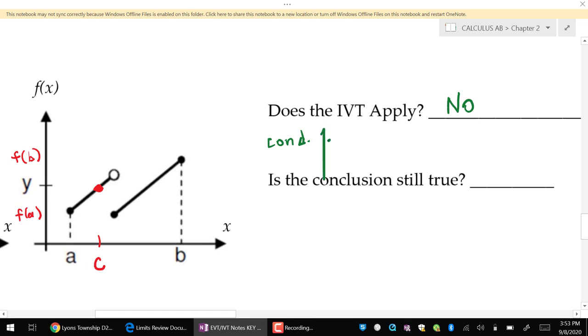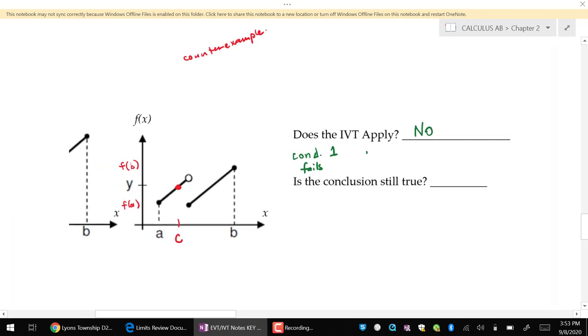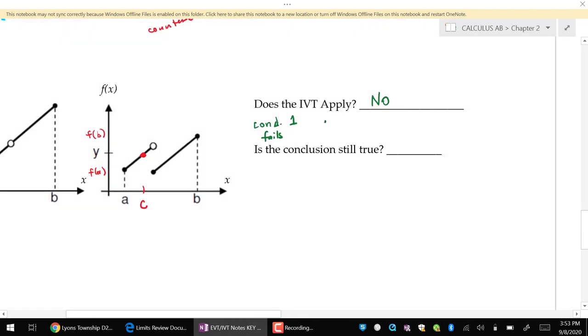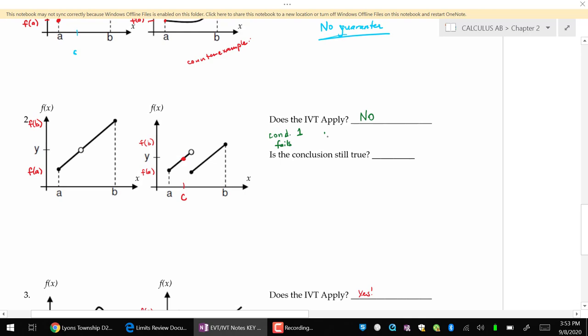Condition 1, oops, fails. F is not continuous. There we go, sorry about that.